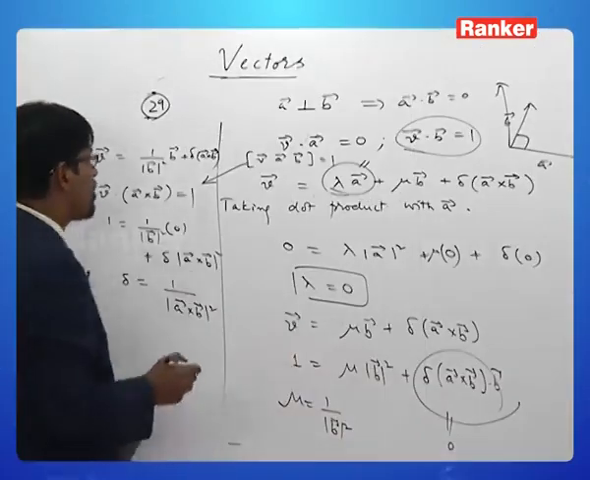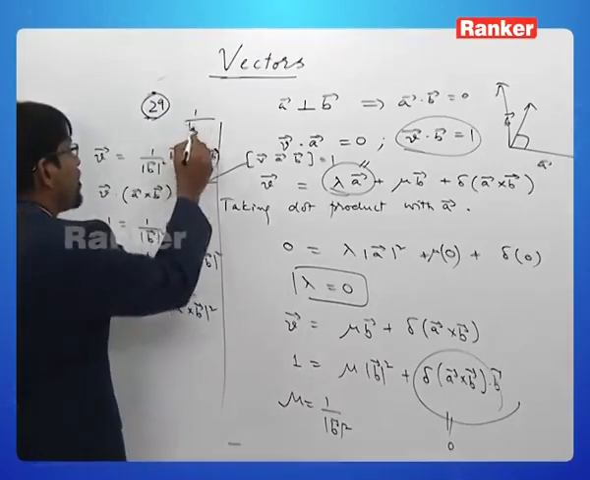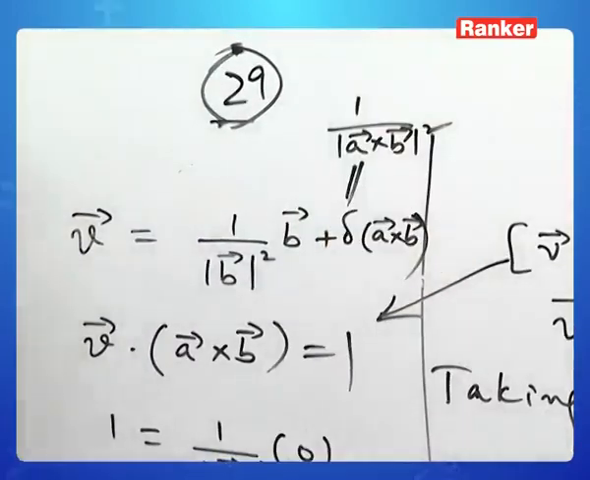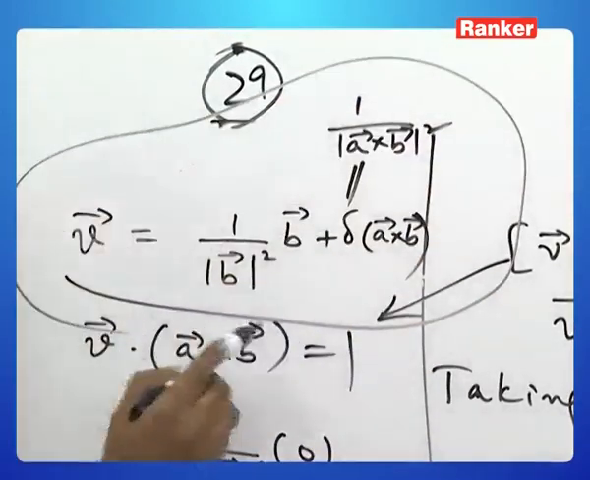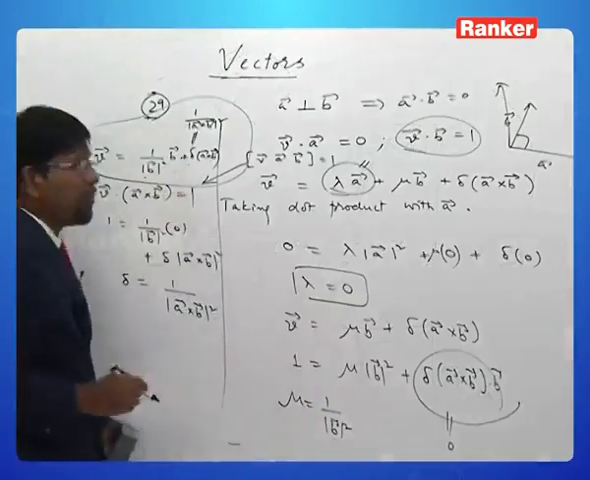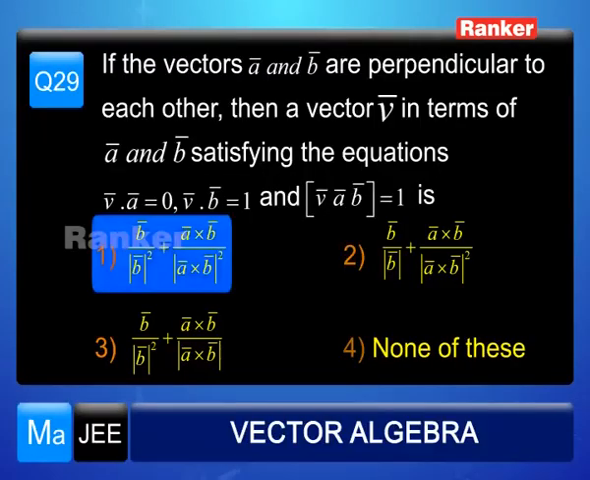So now let's substitute the value of delta here. What is delta? 1 by magnitude of A cross B square. Therefore, we have V bar equal to B bar by magnitude of B square, A cross B divided by magnitude of A cross B the square, and that's clearly seen in option 1. So option 1 is the right answer.